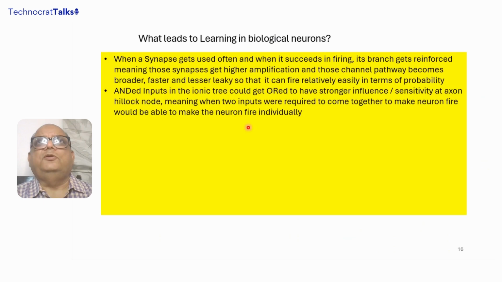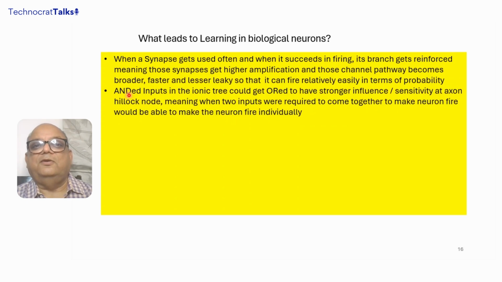Also, assume two inputs were there, and previously the two inputs were ANDed, meaning if both inputs came together, then the neuron fired. Now, after many successes, they could get independently enabled to fire. So ANDed dispositions will get transformed to ORs. Any one of them, or both, will be able to trigger the neuron. Previously, unless both were there, or three or four of them were there together, they would not fire. So ANDs are getting converted to ORs with the success rate.